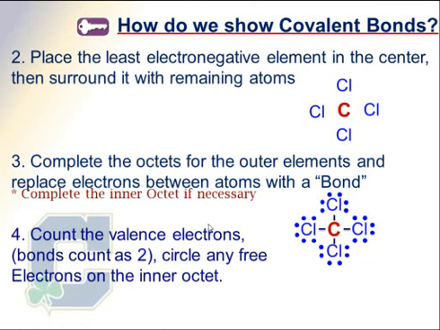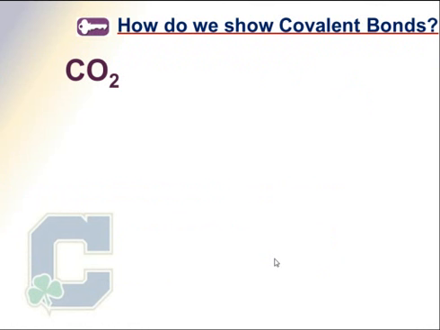So again, step 4, count the valence electrons. Each bond counts as 2. That number should match that number that you came up with at the very beginning. Now, what if it doesn't? That takes us to step 5.